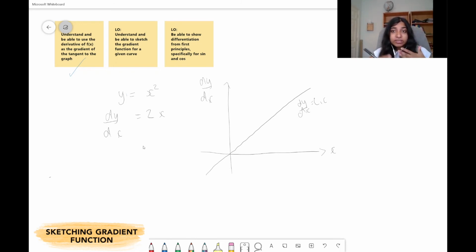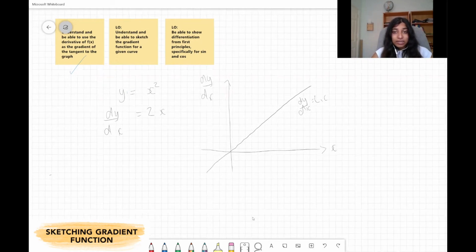All you do is differentiate your normal curve to find dy over dx, and then draw that like normal, with your x-axis being x and your y-axis being dy over dx. And that's all you have to do.